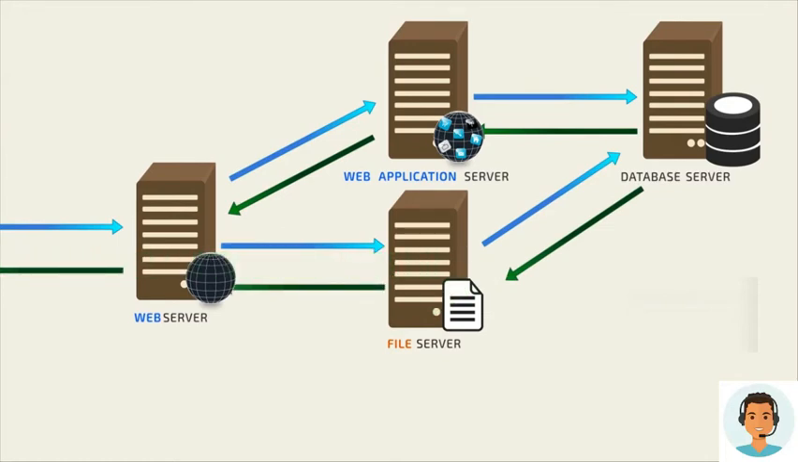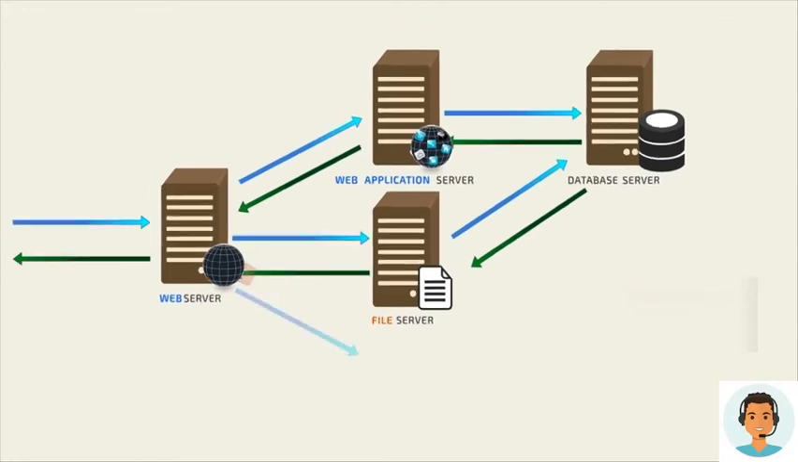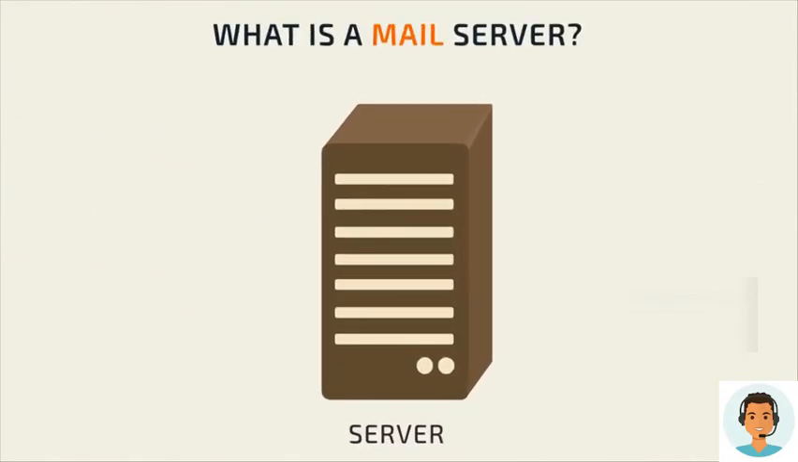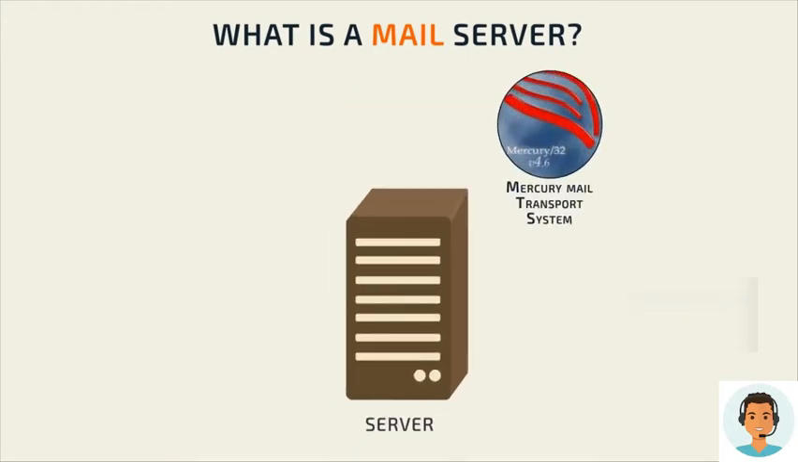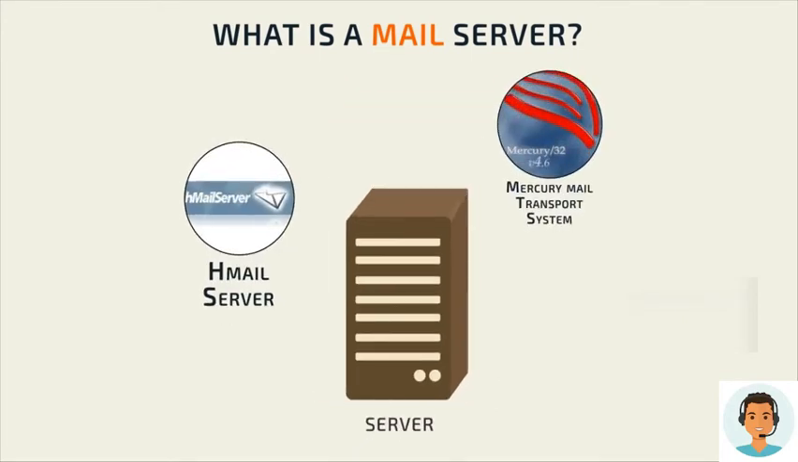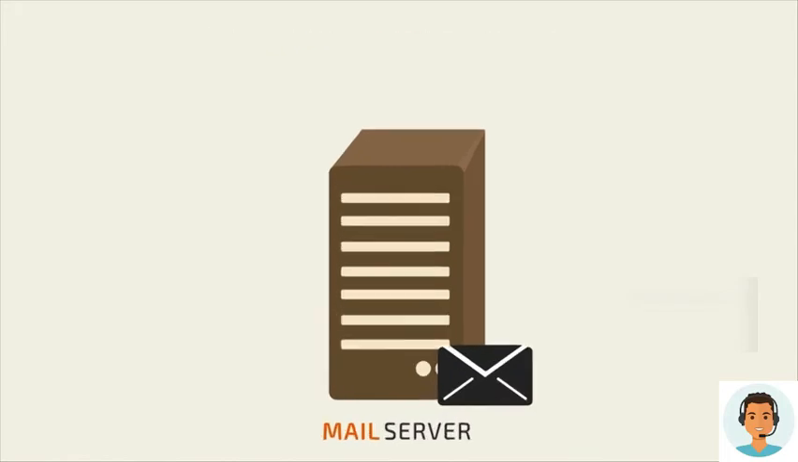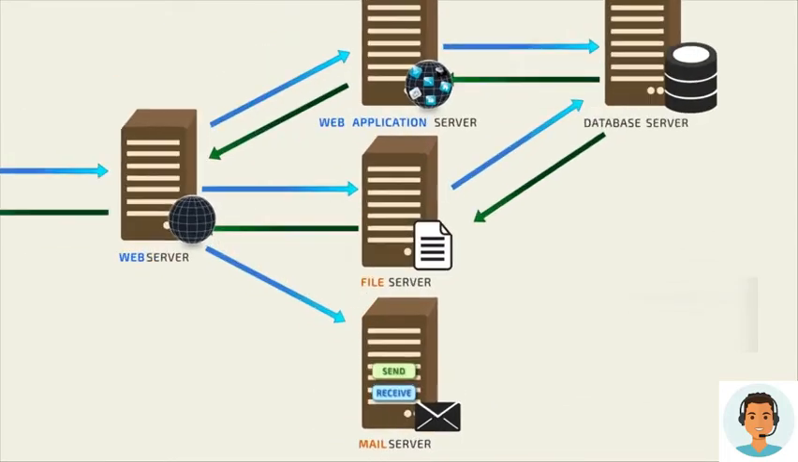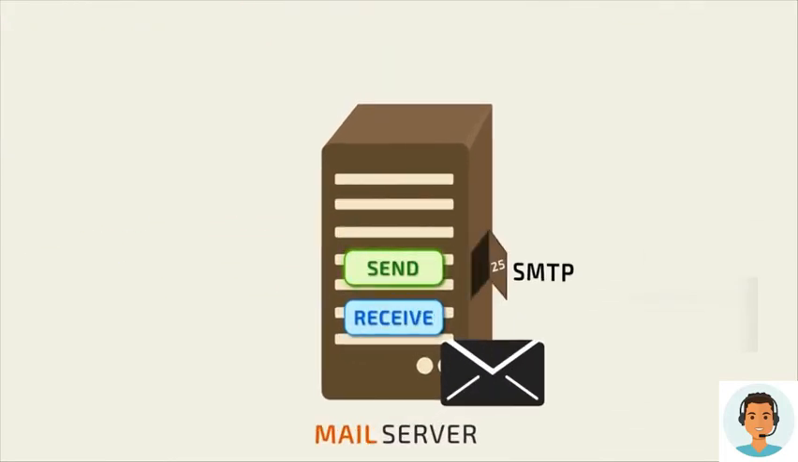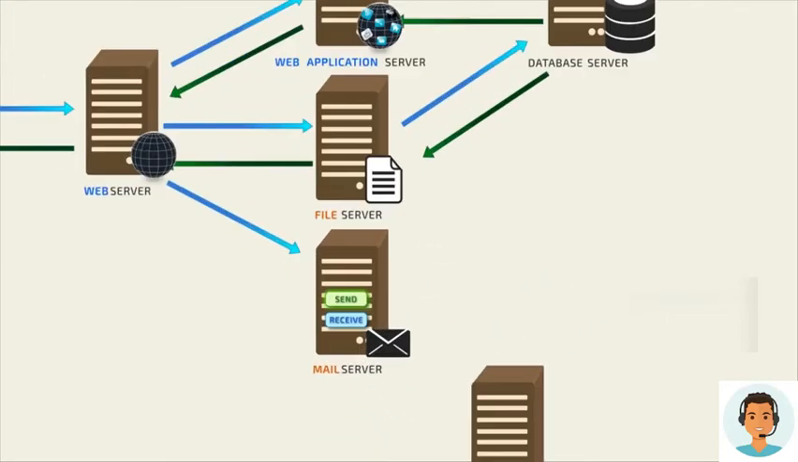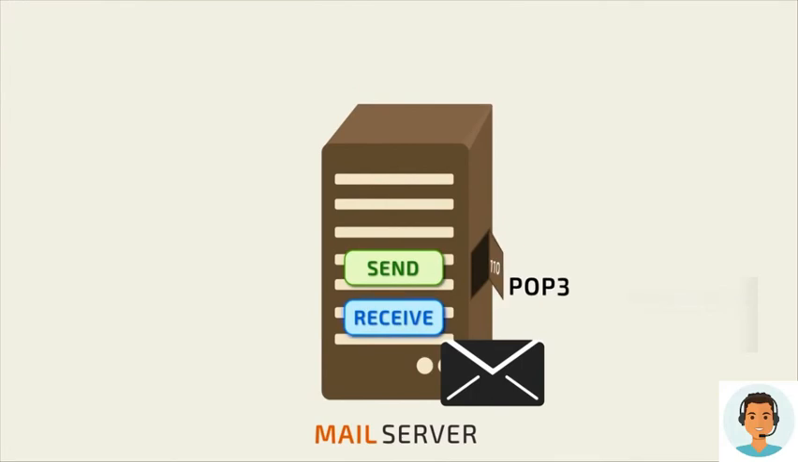When the request is for sending or receiving a mail, it is handled by a mail server. What is a mail server? A computer installed with software such as Mercury Mail Transport System, HMail Server, etc. for handling mail requests and responses is called a mail server. When the request is to send emails, the mail server uses SMTP on port 25, and when the request is to receive, it uses POP3 on port 110.